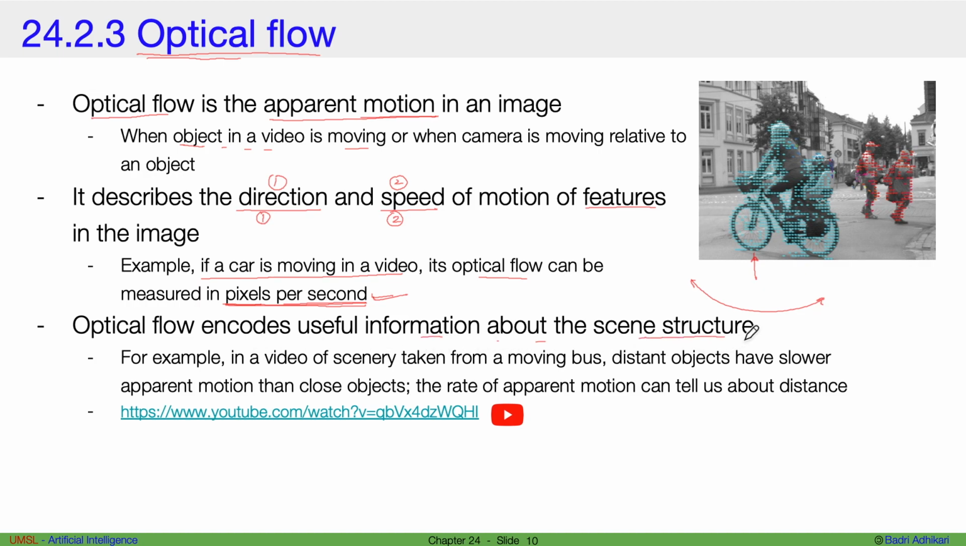Now, here's an example. In a video of scenery taken from a moving bus, let's say there's a bus moving and we can observe the scene through the window of the bus. If I was driving a bus through this street, what you will notice is that people or scenes that are closer to the bus will be moving faster, and scenes that are far away from the bus will be moving slower. So this apparent motion or optical flow of objects in the scene can tell us which object is closer to the bus or which object is far away. Let's see.